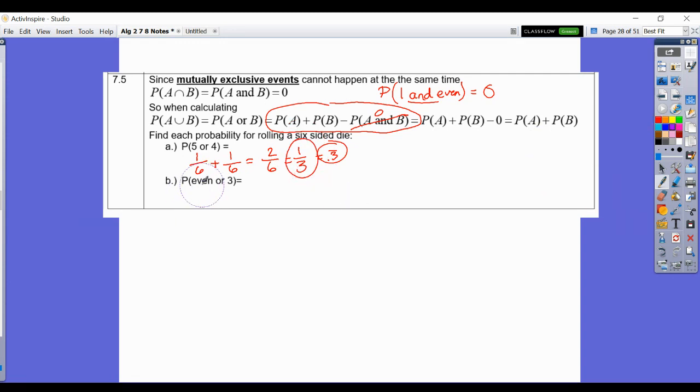Probability of even. How many even numbers are there on a dice? 3 out of 6. And how many 3s? And then you just have to check, is 3 an even number? Is it in this list and in this list? No, it is not. So this is a plus. We are doing ands and ors, so we add 2/3, which is 0.6 repeating. And there we go.